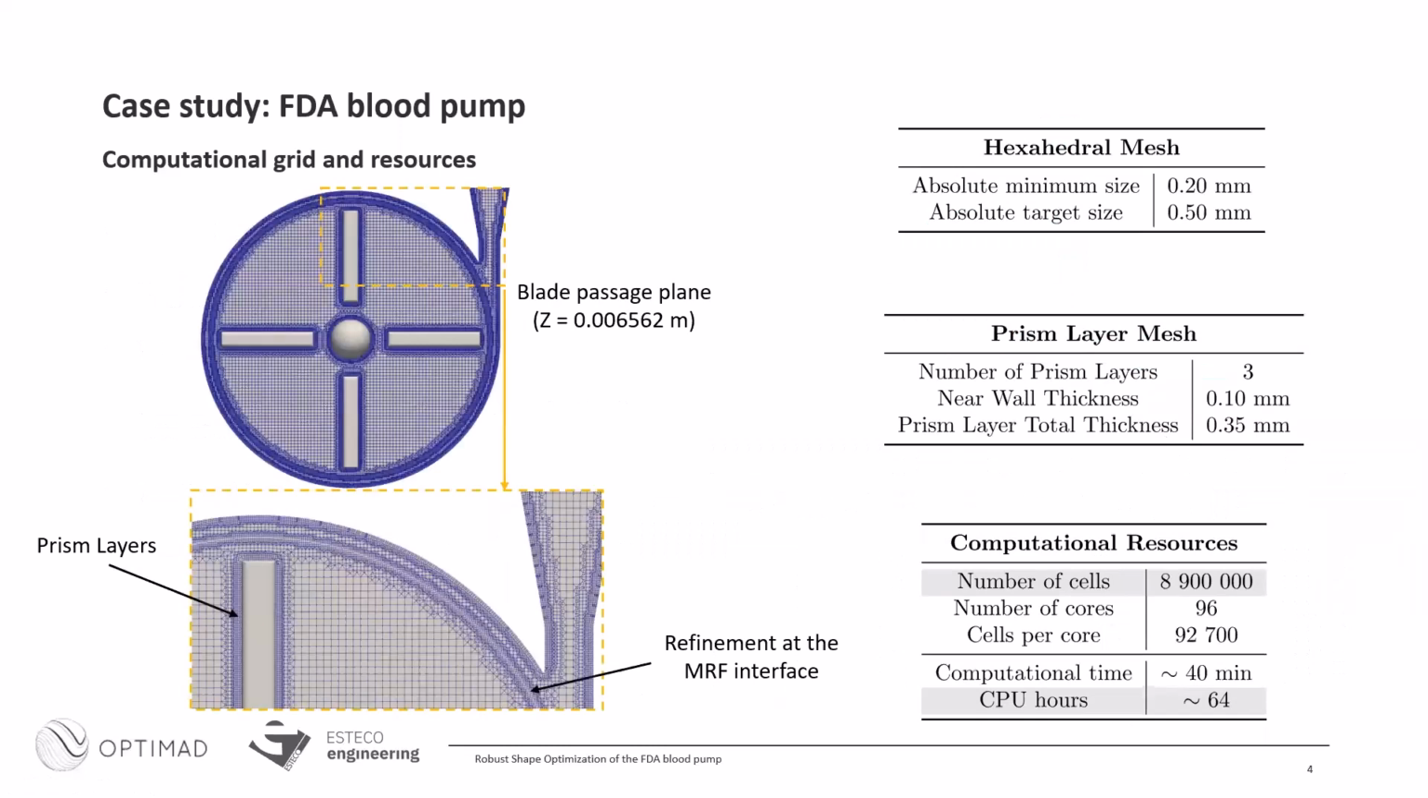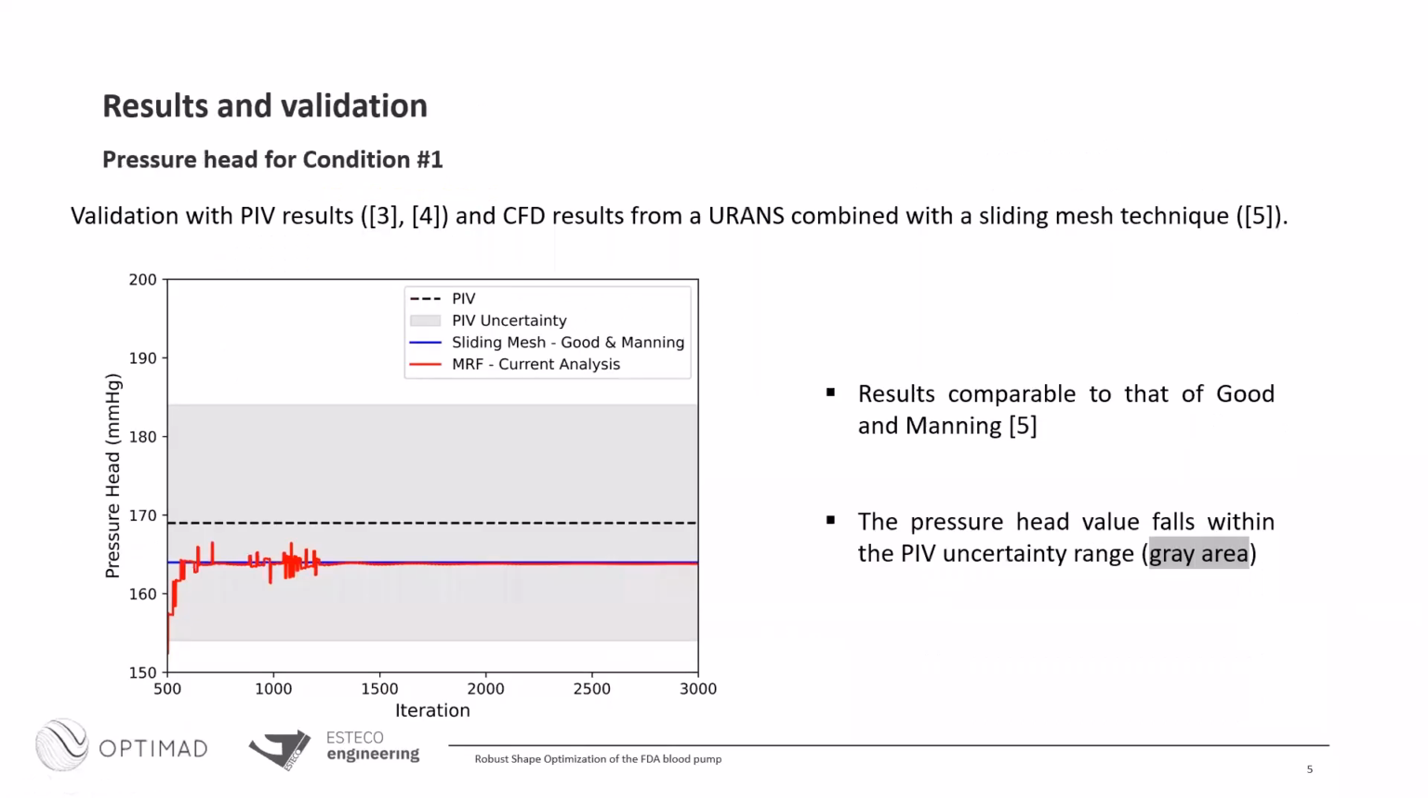This is the computational grid. We have almost 9 million cells, and we got convergence in 64 hours per CPU. For the validation, we took as a reference the particle image velocimetry results published by the FDA, and also the results of Good and Manning, who adopted a transient approach with a sliding mesh technique for the rotation of the impeller.